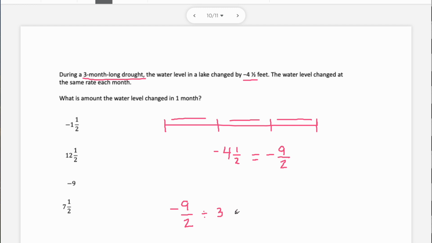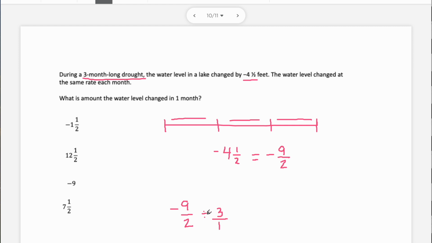Now, remember on our last problem I said any fraction over 1 is just the same as the numerator. So we can use that same logic here to make it easier on ourselves, so that we don't have a whole number and a fraction. We can change this whole number to a fraction by just putting it over 1. Okay, so -9/2 divided by 3/1.